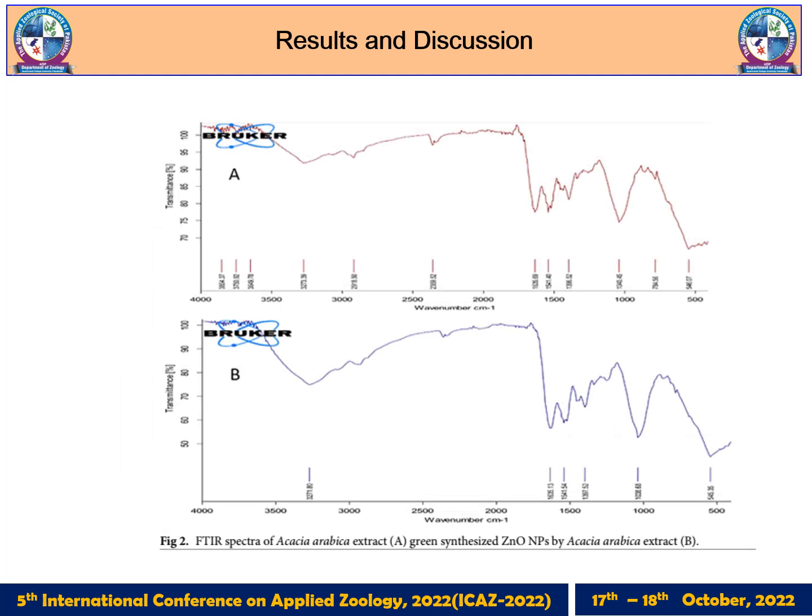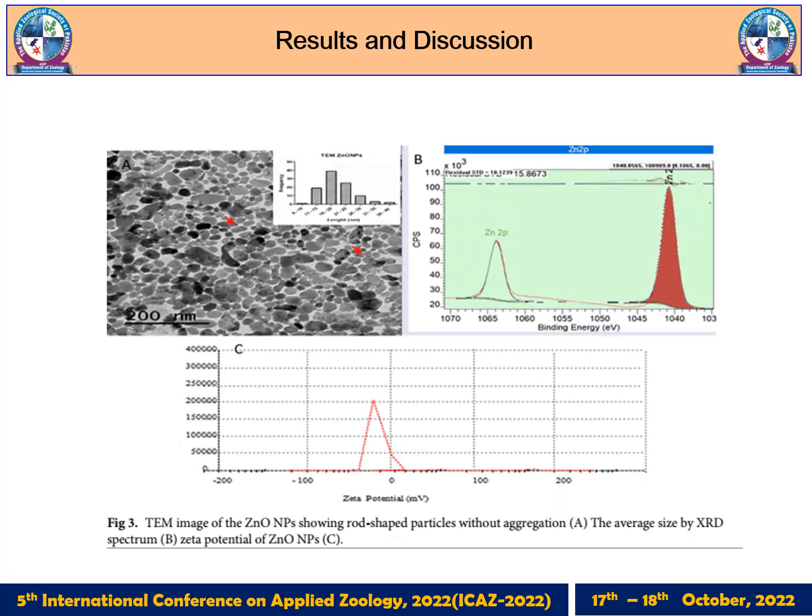Next is the FTIR spectrum of the green synthesized zinc oxide nanoparticles from the Acacia arabica plant. Next is the TEM, transmission electron microscopy, in which the zinc oxide nanoparticles show their size, and the average size by the XRD spectrum and the zeta potential of the zinc oxide nanoparticles.